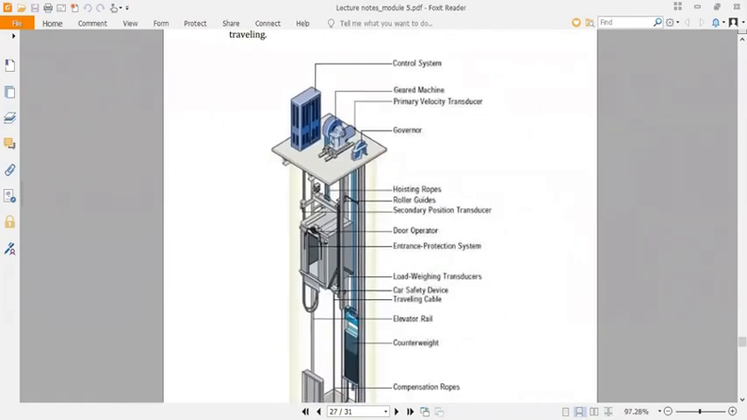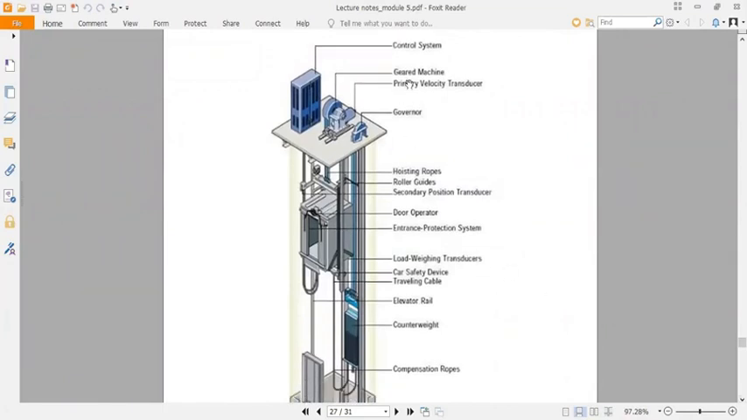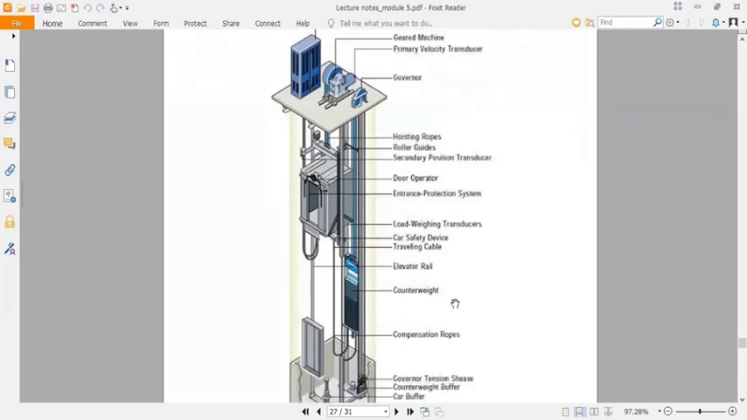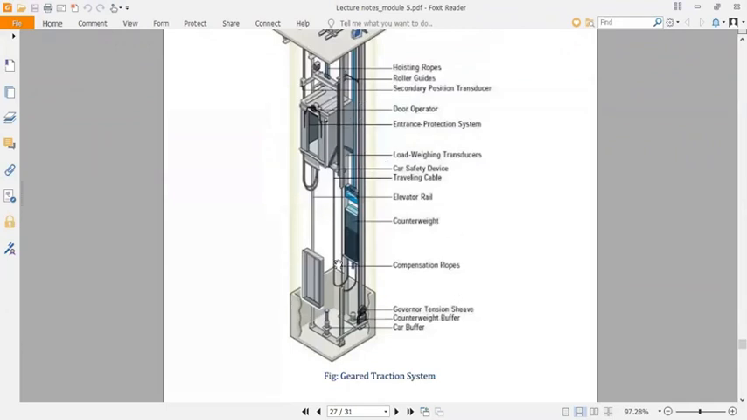You can see this diagram. Yeah. This is a control system basically. Okay. जो भी हमारा कंट्रोल सिस्टम है वो यहाँ पर है. Then gear system, governors. Okay. These are the ropes and roller guides. Okay. You can see the elevator rail. Okay. So different components are there which are used for this elevator system.